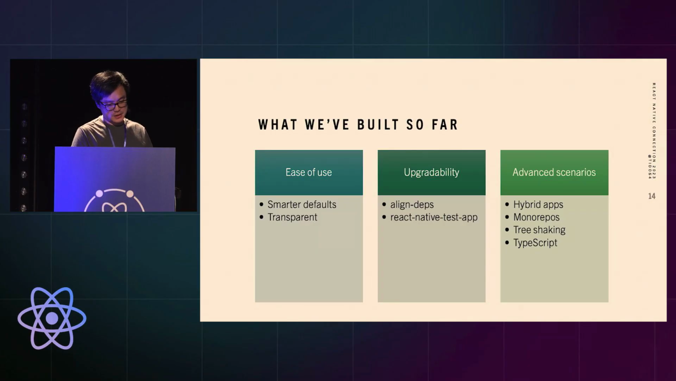So for the past couple of years, we've been focused on developer experience. We lowered the barrier to entry with smarter defaults. We made it easier to set up and enable advanced scenarios, especially if you're in a monorepo. And we made it easier to upgrade with tooling like Align Deps and React Native Test App. And all of this while making it still possible for you to adapt all of the tools to your own needs. And this is super important to us, and we will keep on reducing the friction wherever we see it.